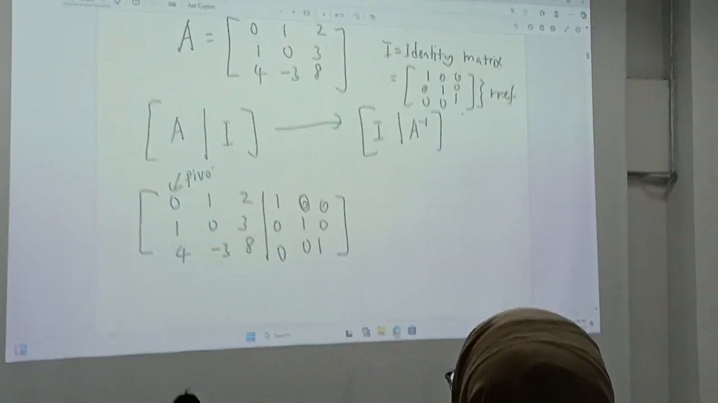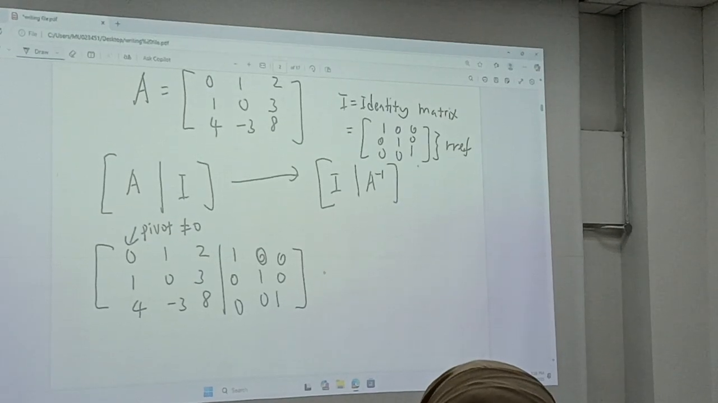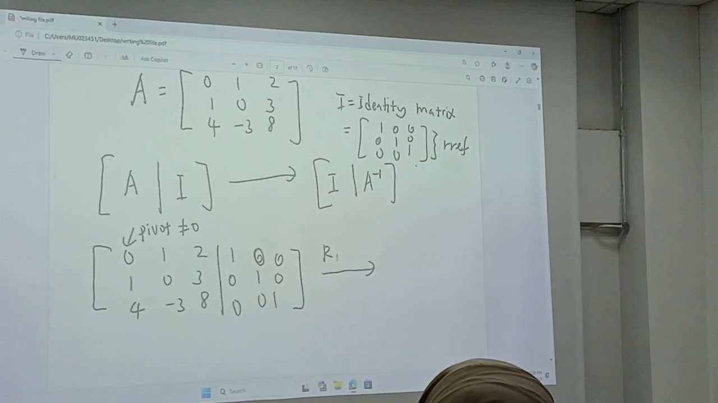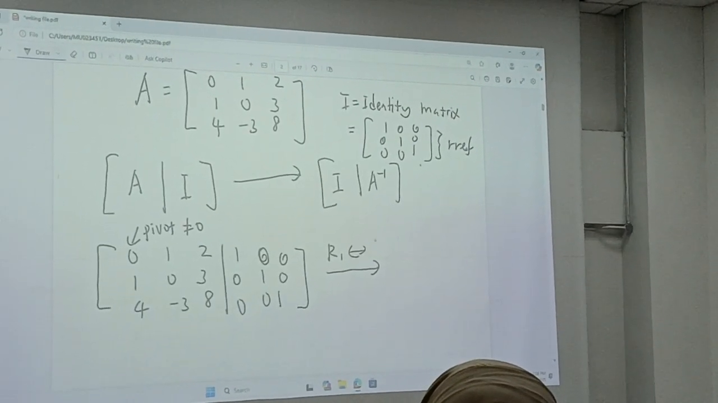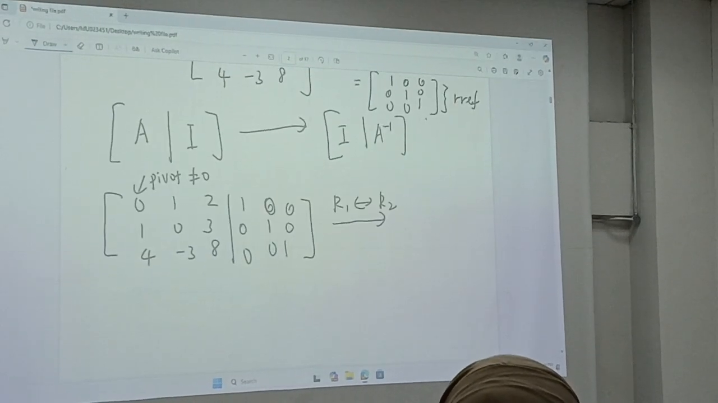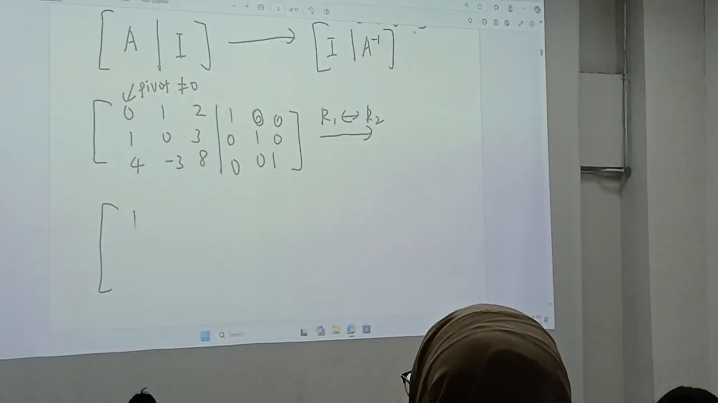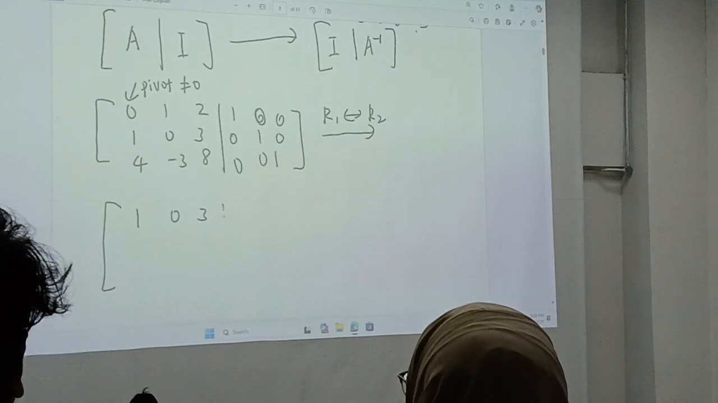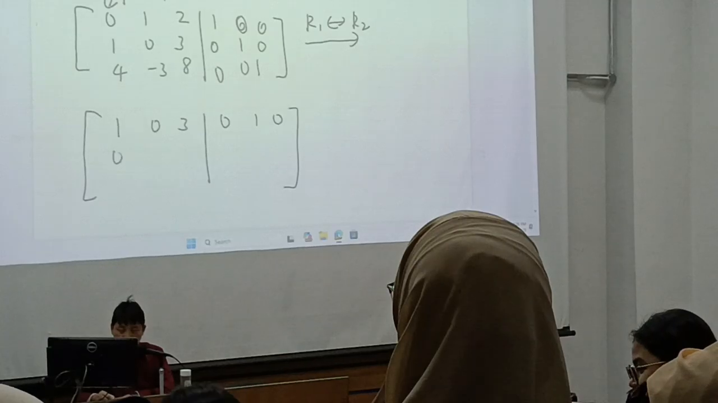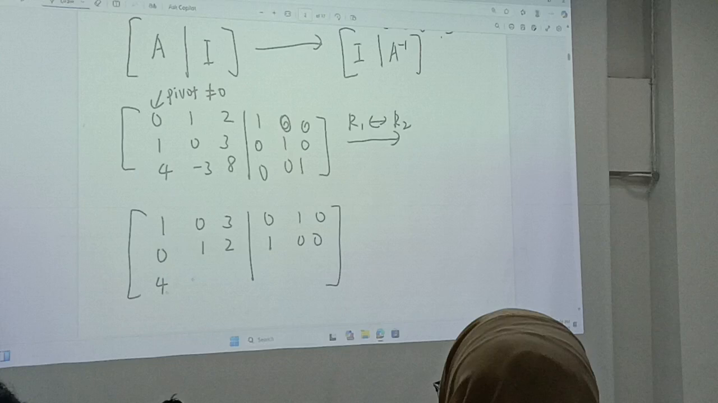So still remember, pivot cannot equal to 0, right? Pivot cannot equal to 0. So what should we do over here? What should we do? We need to do the interchanging, right? Interchanging. Okay, do the interchanging. So R1 interchange with R2. And R3 remain unchanged.